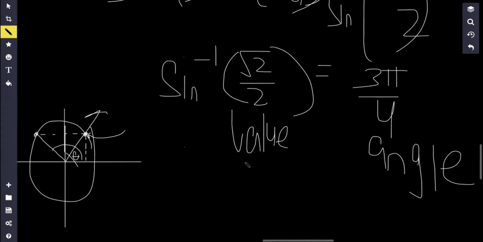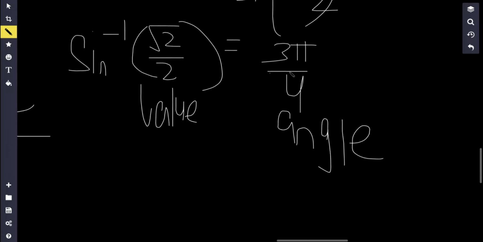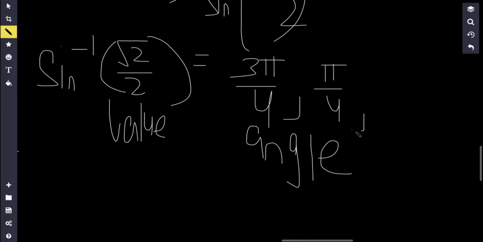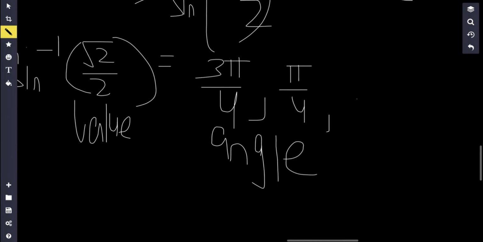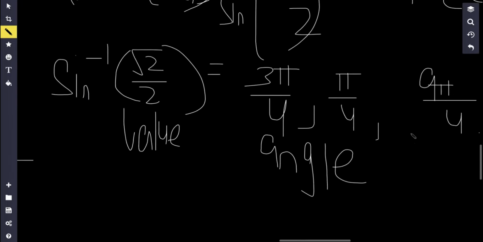So in this case, I can't say that the inverse sine of the square root of 2 over 2 is equal to 3 pi over 4. Because from that logic, then pi over 4 also works. And let's say if I keep adding 2 pi to this, then it's just going to be 9 pi over 4. And then this just kind of keeps going, right? You have an infinite amount of answers, right?